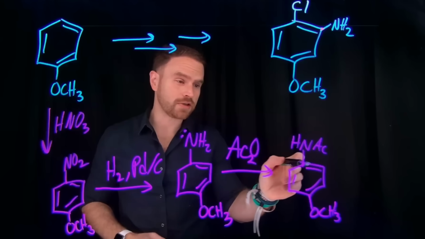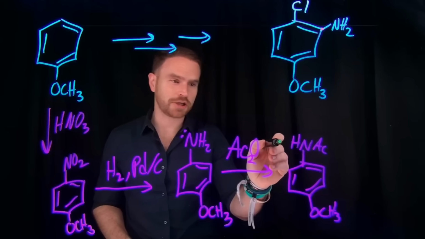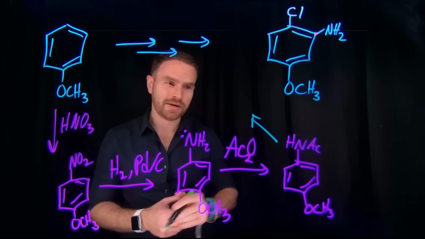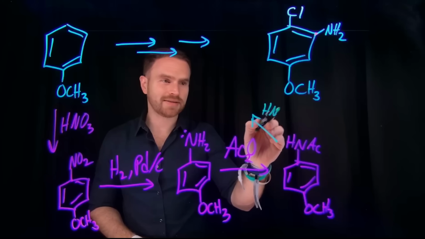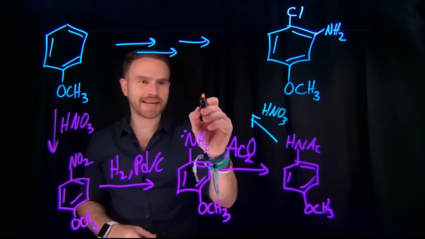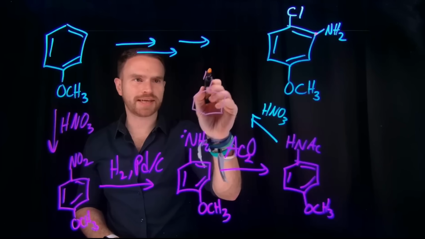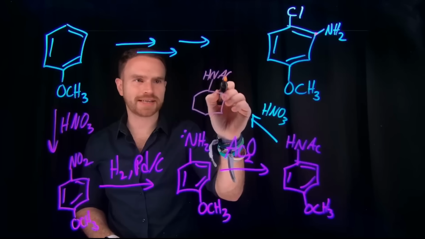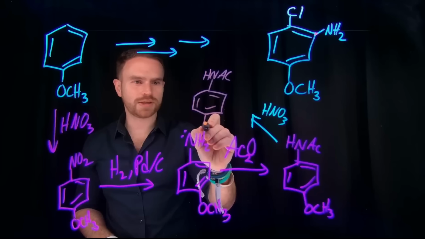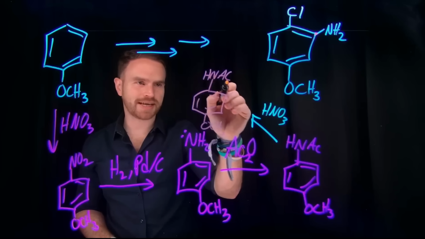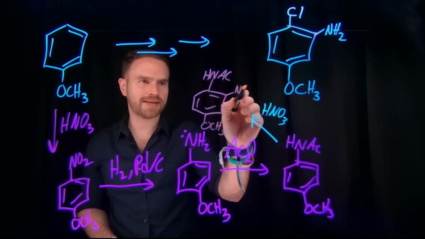And now what we can do is go ahead and nitrate this position. But first, remember, we needed to protect it with that acetic anhydride. So again, we'll use nitric acid, HNO3, and that's going to end up giving us a nitro group at the ortho position to that protected amine. So here we have our protected amine. Here we still have our methoxy group. And at the ortho position to that protected amine, what we'll end up having is that nitro group.